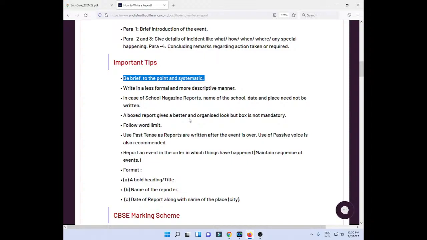Write in a less formal and more descriptive manner, okay? You don't need to be very formal in writing a report, okay? You can write in a less formal manner but in a more descriptive manner, because report writing is basically about giving details about the incidents or the event, right?